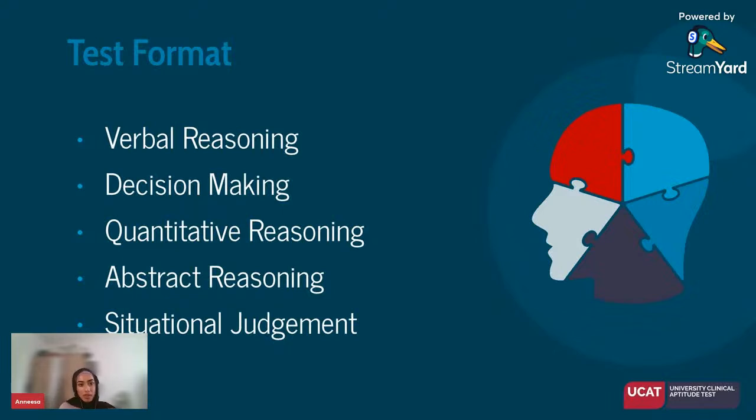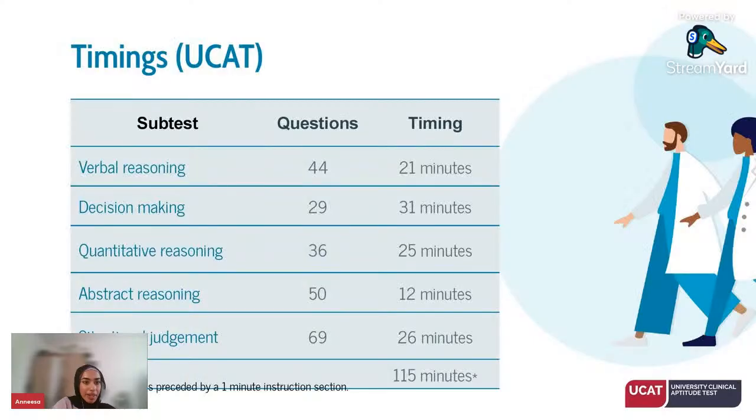So the test format: you've got 5 different sections: verbal reasoning, decision making, quantitative reasoning, abstract reasoning, and situational judgment. I'm just going to run through each of the sections briefly. In terms of the timings, you've got the questions and timings on the screen, as you can see, but each section is preceded by a 1 minute introduction section. So verbal reasoning is 20 minutes, but you'll have a 1 minute introduction section, and you get that for all of the sections.